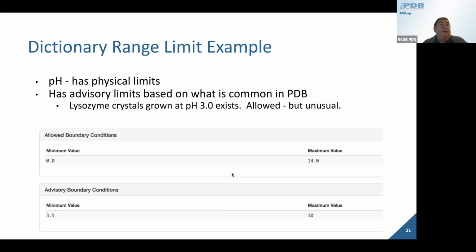Here's an example of a dictionary entry for pH of crystallization conditions. Inside this dictionary, we have what we call allowed ranges. For pH, you expect, for most biological samples, to be from 0 to 14, and you will not expect to see anything in our archive that violates that. However, we also provide for the depositors advisory boundary conditions. Some statistical analysis of all the structures deposited into the Protein Data Bank showed that crystallization conditions tended to have a pH between 3.5 and 10. Now, this doesn't say you cannot go beyond that. There are examples in the archive of lysozyme crystals grown at pH 3.0. They're allowed, but they're unusual.